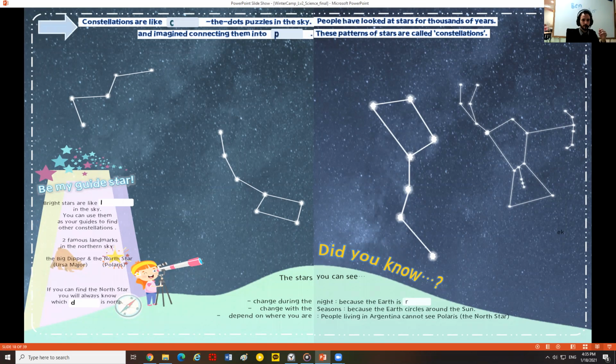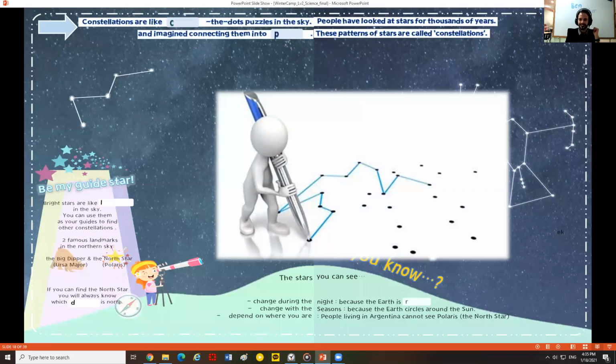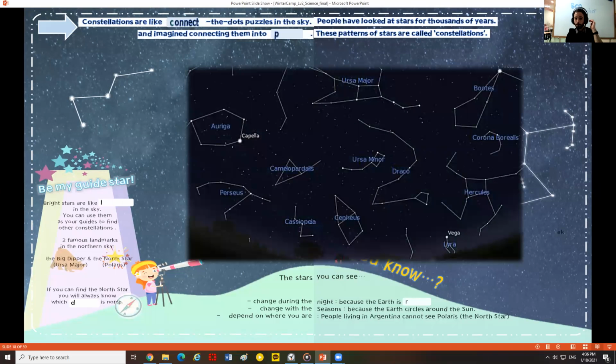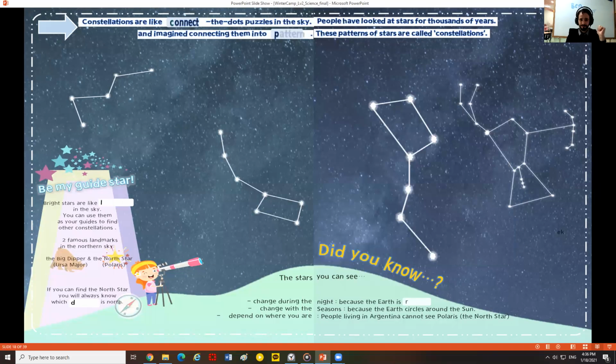All right. Now let's follow along in our worksheets. Constellations are like, what's this? A connect the dots puzzle. Constellations are like connect the dots puzzles in the sky. People have looked at stars for thousands of years, just like we talked about, ancient people, and imagined connecting them into patterns. These patterns of stars are called constellations.